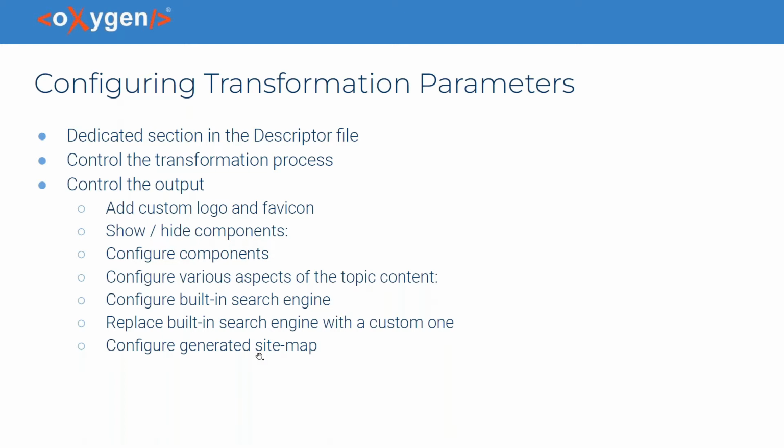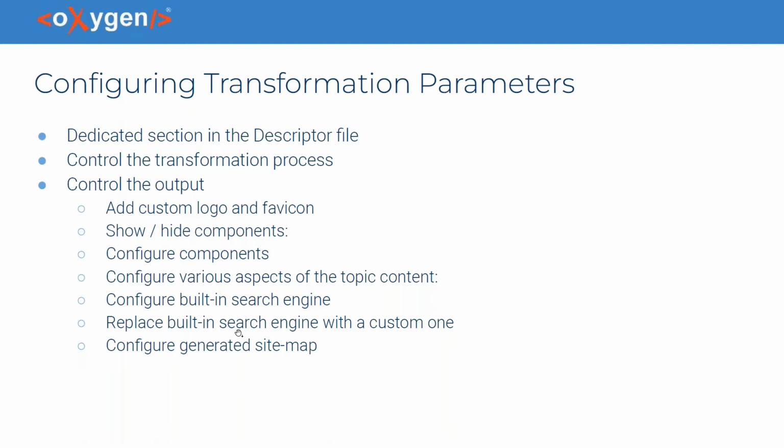Configuring the available parameters allows you to control the output and obtain a basic customization. So using transformation parameters, you will be able to set a custom logo, for example, a custom fav icon. You can show or hide certain components. You can configure components, and you can also configure various aspects of the content generated for each topic. You can also configure the behavior of the built-in search engine, for example.